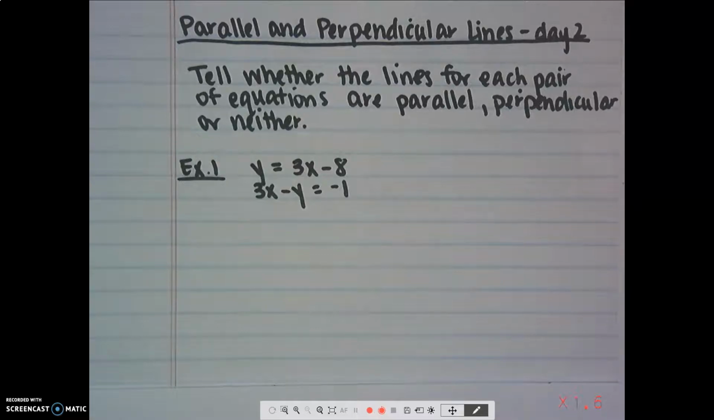Today we're going to be dealing with parallel and perpendicular lines for the second day. And the only task that we have today is to tell whether the lines for each pair of equations are parallel, perpendicular, or neither. So we need to obviously remember what that means.